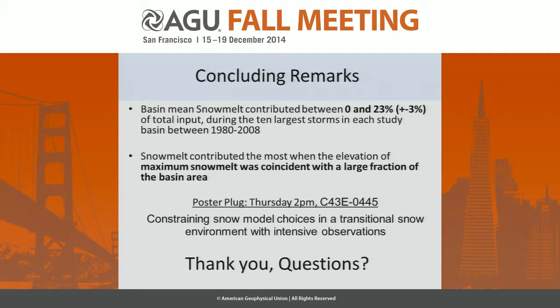I finally make a plug for a poster I have this afternoon that will look in more detail at simulating internal pack conditions during rain-on-snow events, looking at some processes that we have glossed over in this study. So thank you. I can take questions.